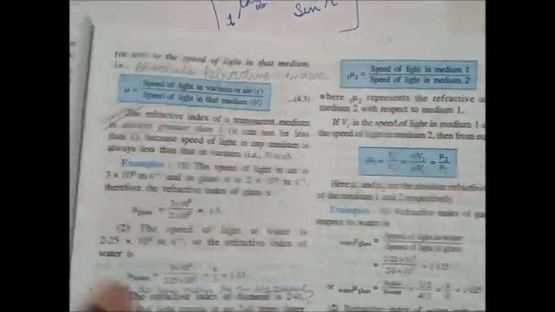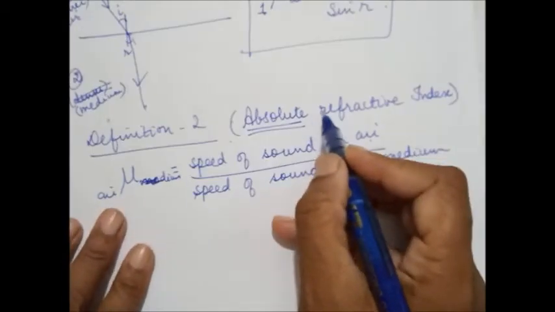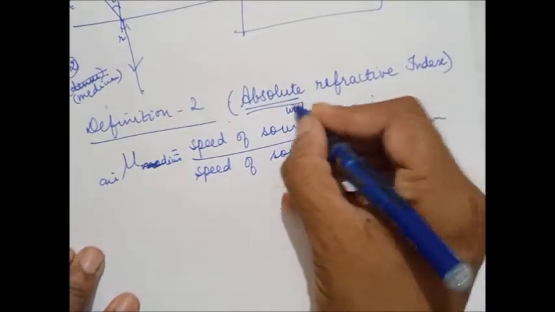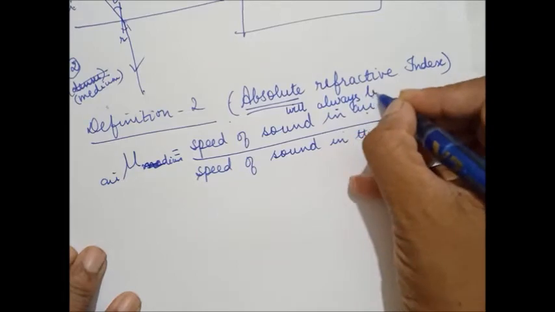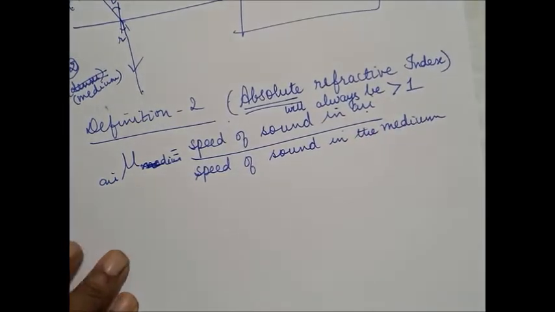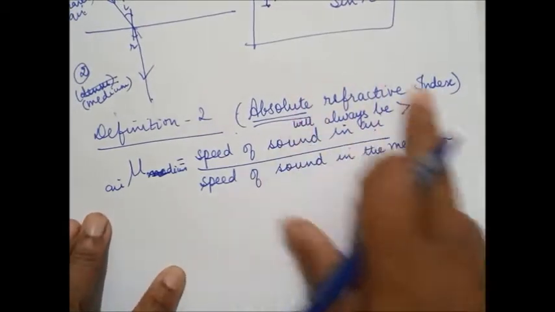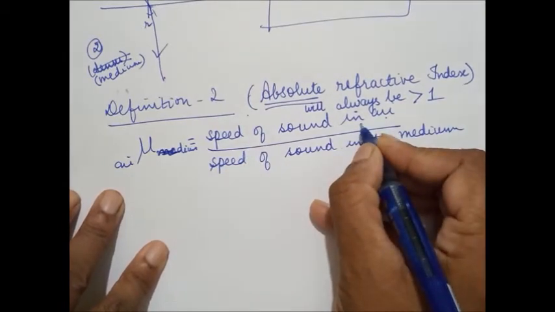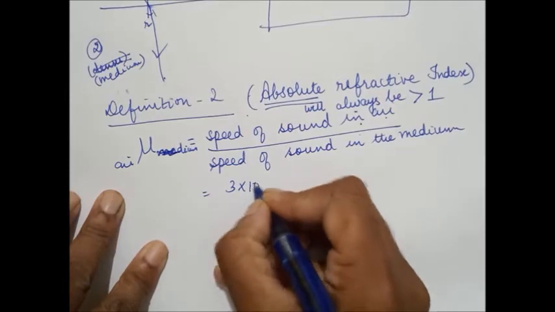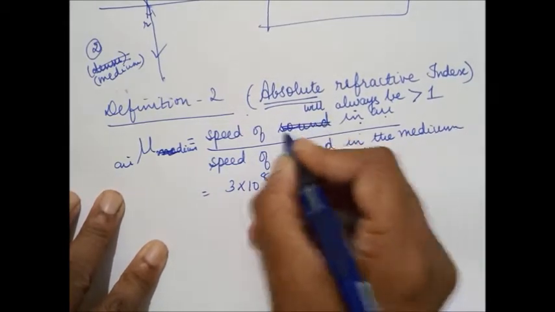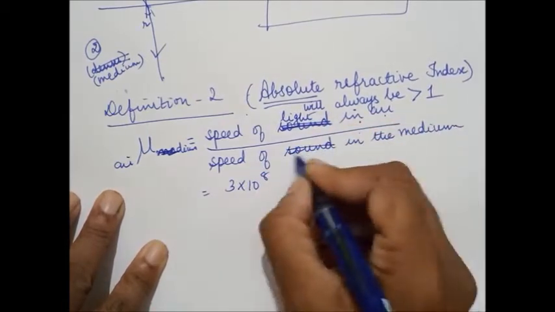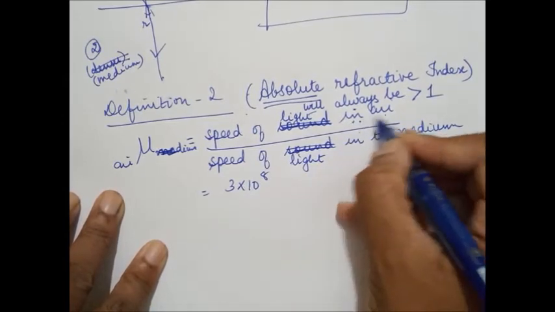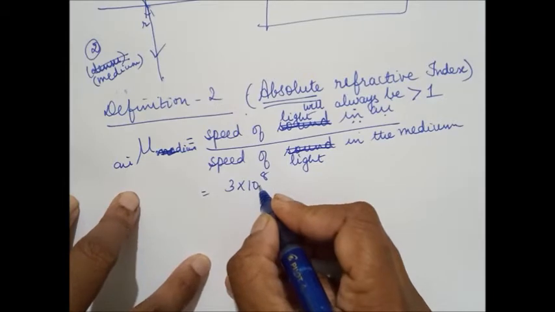And then here comes a reasoning question. Absolute refractive index value will always be greater than 1. That's the conclusion. Then there is a reason for it. Why? You know that the speed of light in air is the maximum. Sorry children, we are talking about light, not sound. Speed of light in air is the maximum. You know that it's maximum in air or vacuum, and that value is 3 into 10 power 8.